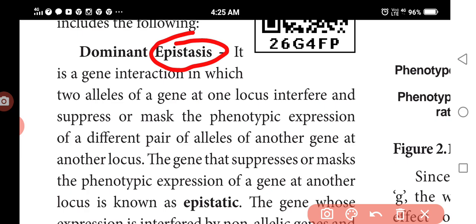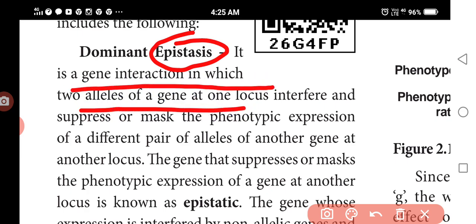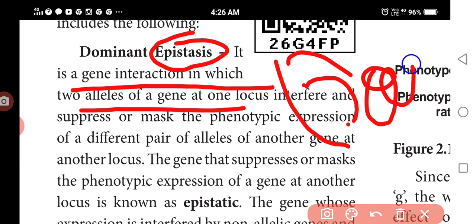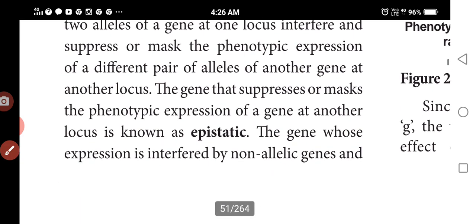It is the interaction in which two alleles are present at one locus. They interfere with and suppress or mask the phenotypic expression of a different pair of alleles of another gene at another locus. So next, epistatic and hypostatic.